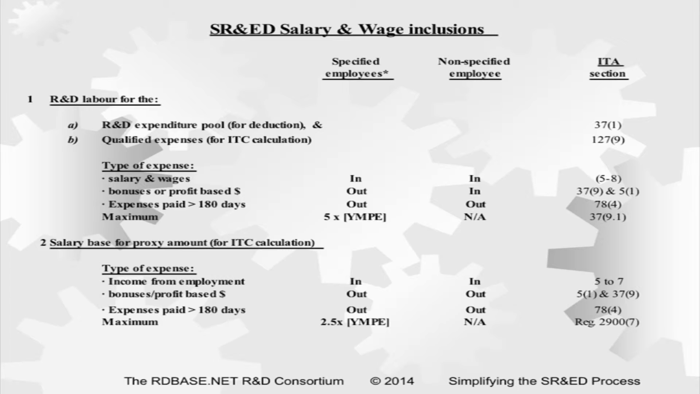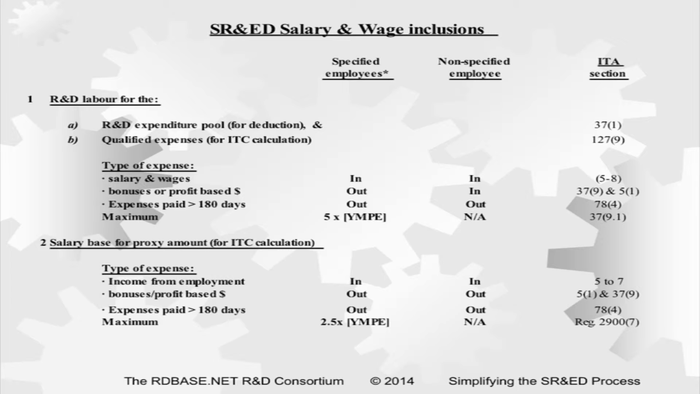Okay? So there's two levels. There's a limit of 5 times yearly maximum pensionable earnings for the wages part. There's a whole separate calculation then for the proxy. And it says you start with this calculation of the wages, but then we do some more adjustments. We say any bonuses or remuneration based on profits to either specified or non-specified employees are out for the proxy amount.